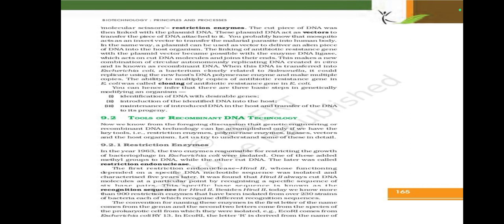You can hence infer that there are three basic steps in genetically modifying an organism: identification of DNA with desirable genes, introduction of the identified DNA into the host, and maintenance of the introduced DNA in the host and transfer of DNA to its progeny. 9.2 Tools of recombinant DNA technology.